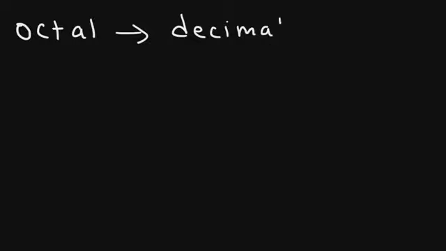In this video, we're going to talk about how to convert an octal number into a decimal number. So how can we do that? Well, let's start with a simple example. Let's say we have 370 in the octal system.